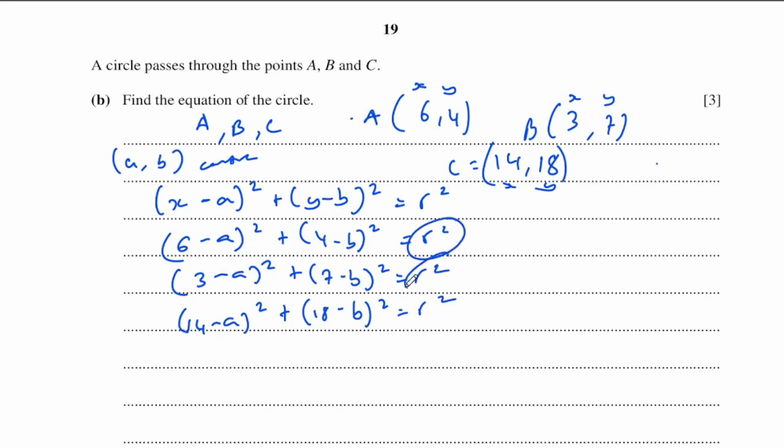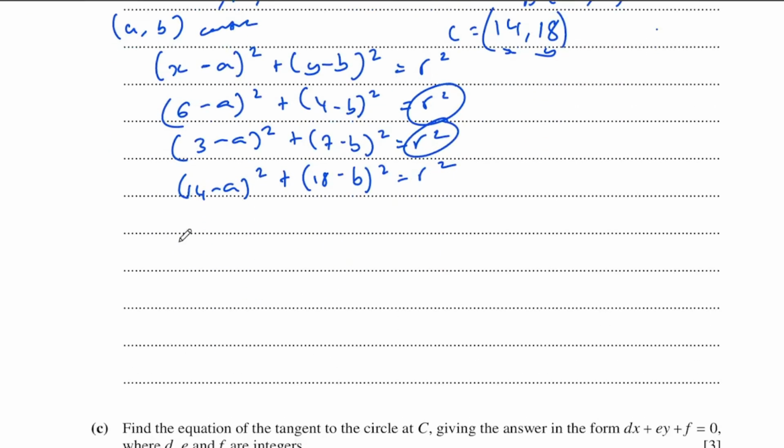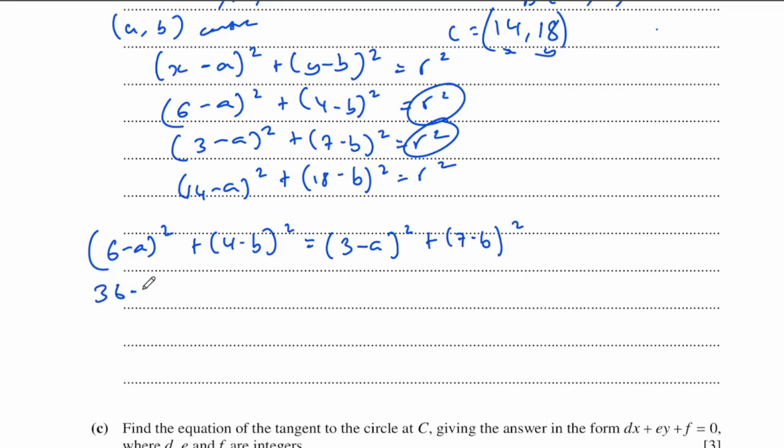And here obviously you can just substitute the r squared. So you're going to get 6 minus a squared plus 4 minus b squared equals 3 minus a squared plus 7 minus b squared. Yeah, and you can open the brackets here. So 36 minus 12a plus a squared plus 16 minus 8b plus b squared equals 9 minus 6a plus a squared plus 49 minus 14b plus b squared.